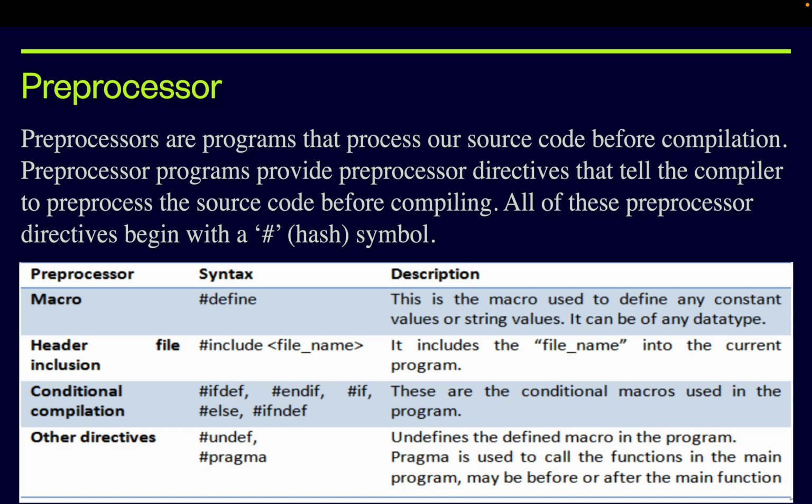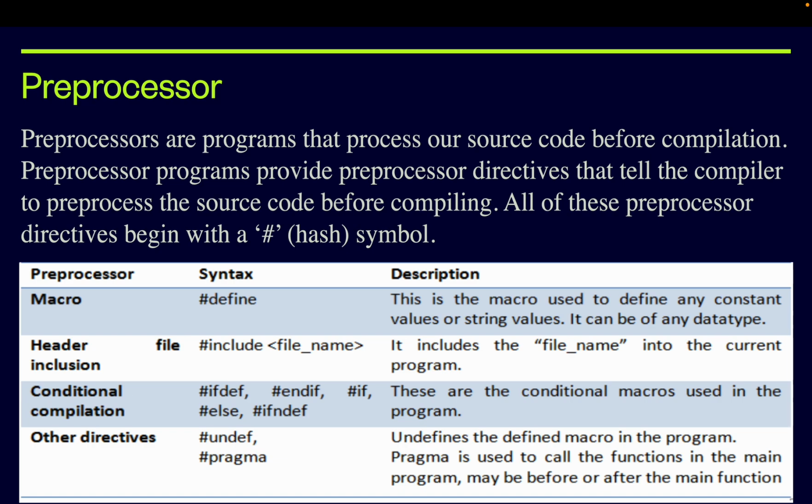Now, preprocessors are programs that process our source code before compilation. A preprocessor program provides preprocessor directives that tell the compiler to preprocess the source code before compiling. So this is something that happens before compilation. All the preprocessor directives begin with a hash symbol. We have many times used it, like #include <stdio.h>, <conio.h>, <math.h>. It is all of that.